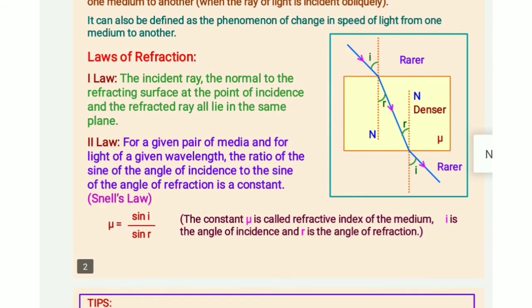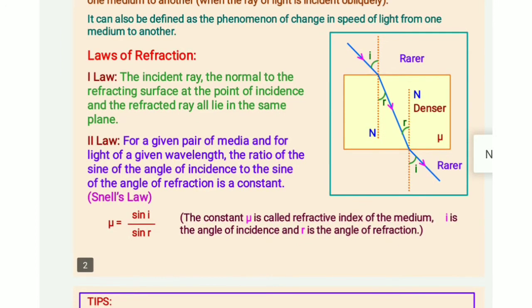The second law is also called Snell's law. What is that? It says that for a given pair of media, for light of a given wavelength, the ratio of the sine of the angle of incidence to the sine of the angle of refraction is a constant, right? What does it mean?